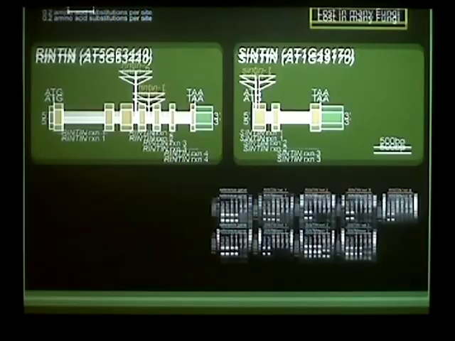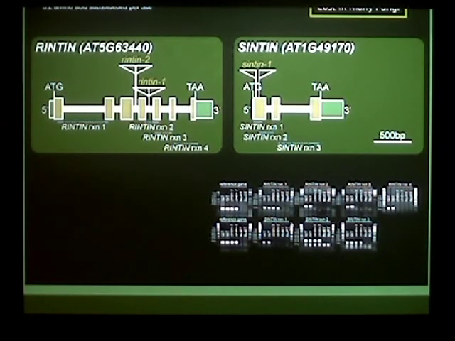So once again, we took a genetics approach to try to figure out what rintin is doing. We looked at 2 alleles of rintin, which we called rintin-1 and rintin-2, and 1 allele of syntin. And these are, again, large T-DNA insertional mutants, so 5 to 10 kb or so large inserts in the middle of these genes. And we think that these do disrupt the gene pretty effectively.